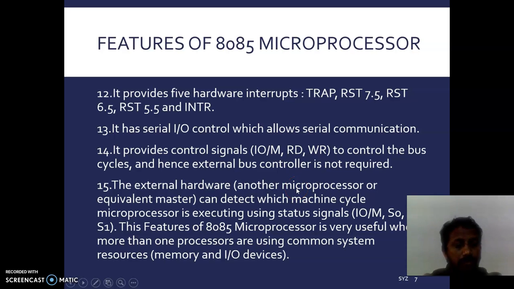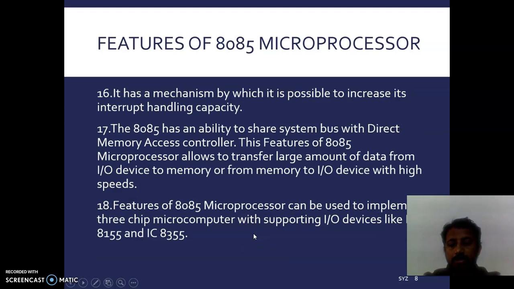In addition to this, you can have external hardware. Another processor can be a master and your processor a slave. So there is a mechanism to increase the interrupt handling capacity. You can connect a priority interrupt controller and have a larger number of interrupts.